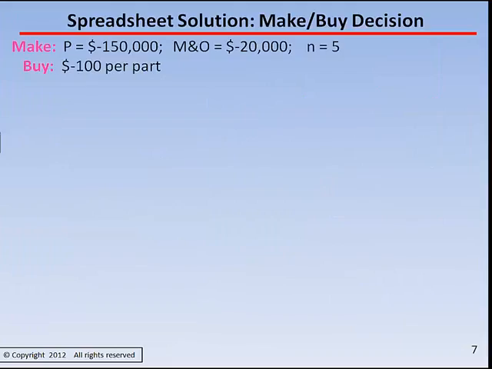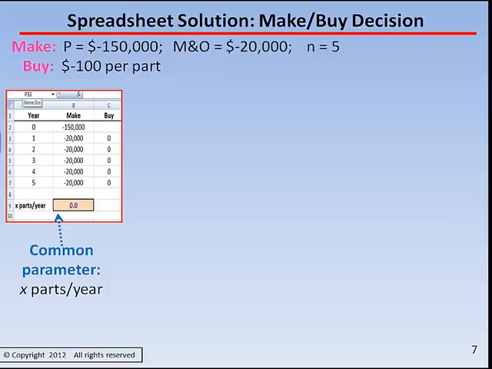To solve this same break-even problem on a spreadsheet, use the estimates repeated here. Initially, we set up the annual cash flows for both alternatives. The setup is shown here with the common parameter of X parts per year in cell B9. We will use this cell during the solution several times. Cash flow for each year requires that the level of X be included.